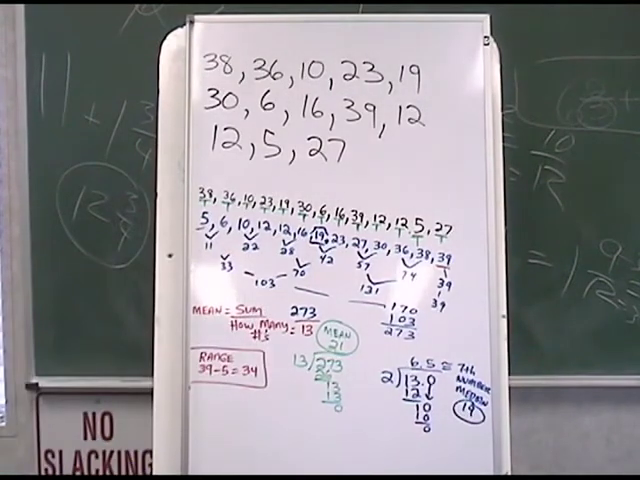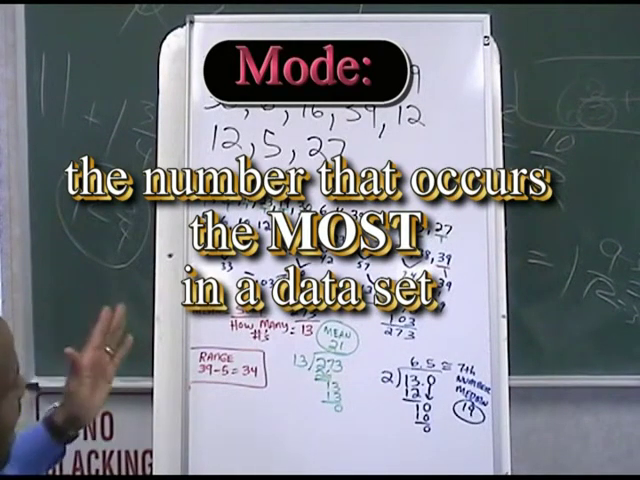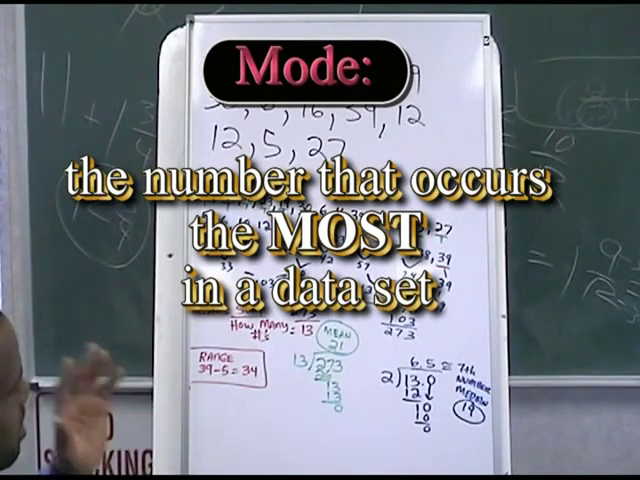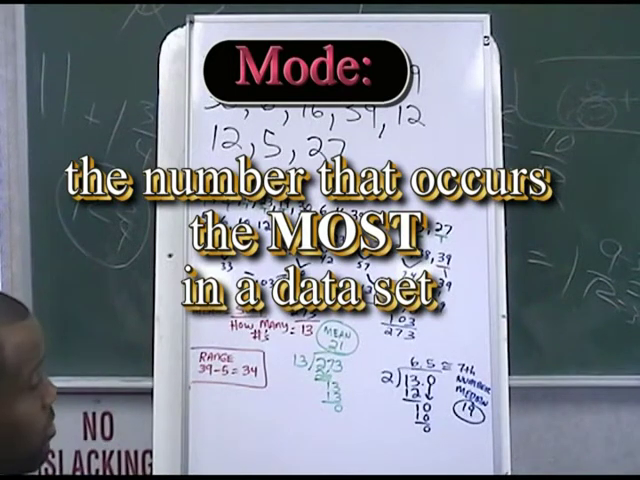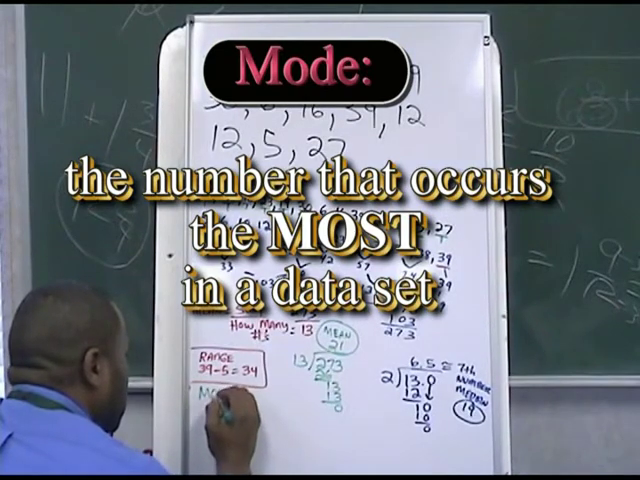So far we found the mean, the median, and the range. Now we have to find the mode. The mode is simply the number that shows up the most in the data set. So if we redo these numbers: 5, 6, 10, 12, 12, 16, 19, 23, 27, 30, 36, 38, 39. The number that showed up the most was 12, and it showed up 2 times. So, therefore, our mode is 12.